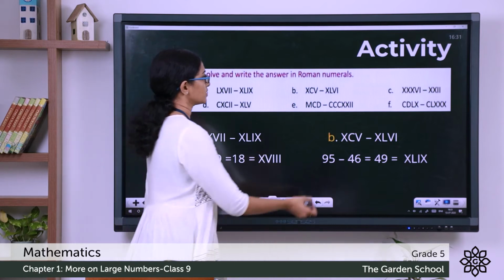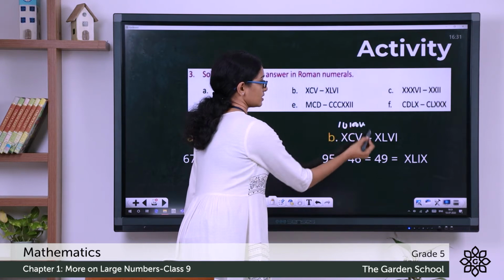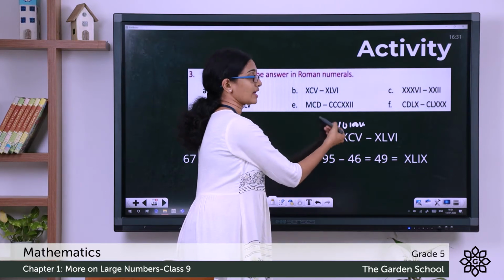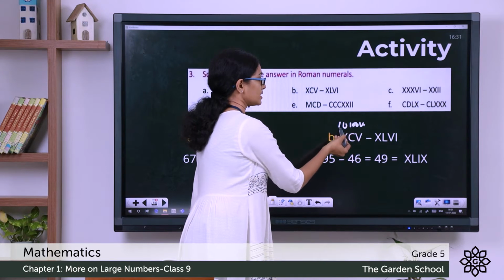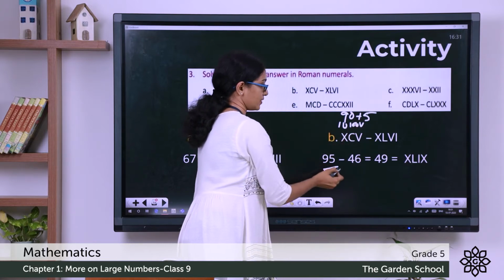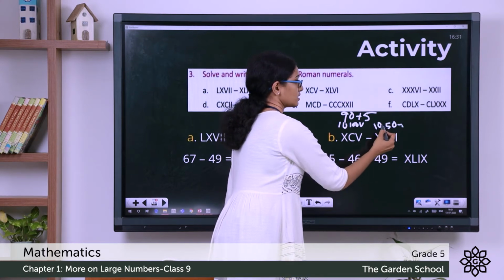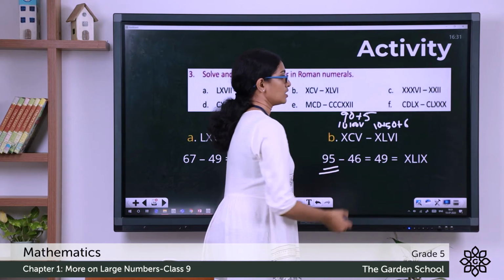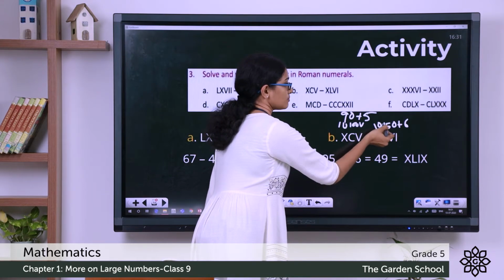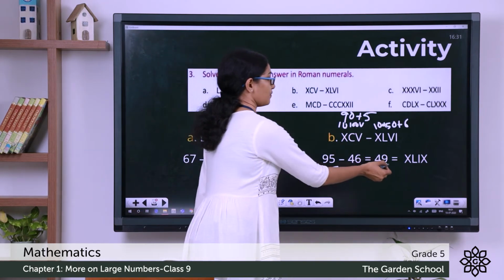Here, this represents a value equal to, see, X is for 10, C represents 100 and this one. Since a smaller numeral is written before a greater numeral, we have to subtract the values. So 100 minus 10 is 90 and you have a 5. So it's 90 plus 5, 95. Here it is 10, then 50, then you have a 6. So here it is 50, so you have to subtract these two. 50 minus 10, you have 40 plus 6, it's 46. So 95 minus 46 will give you 49.